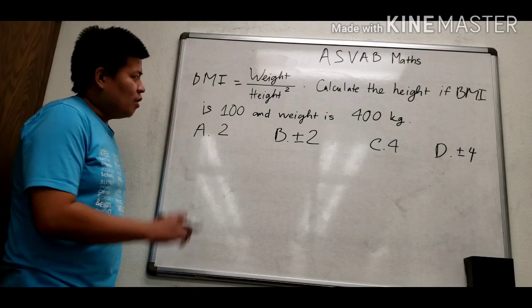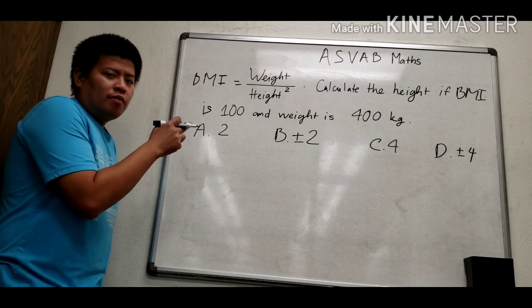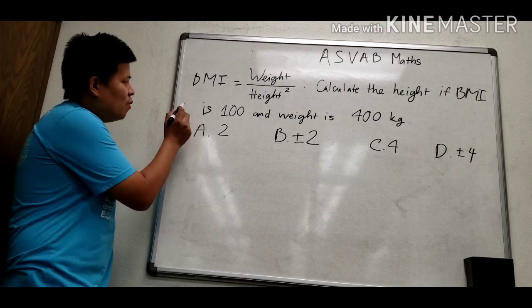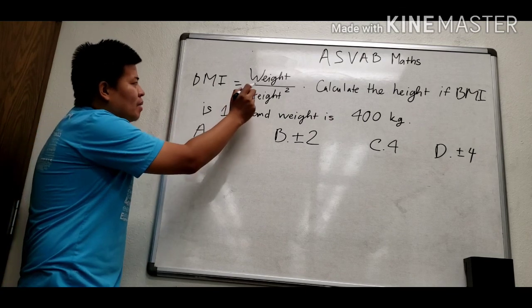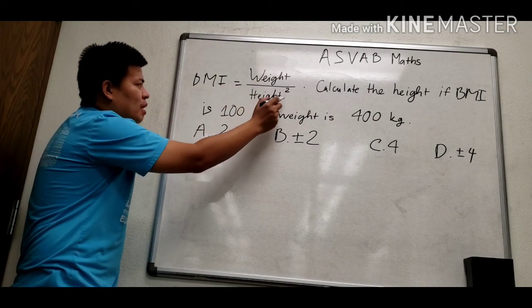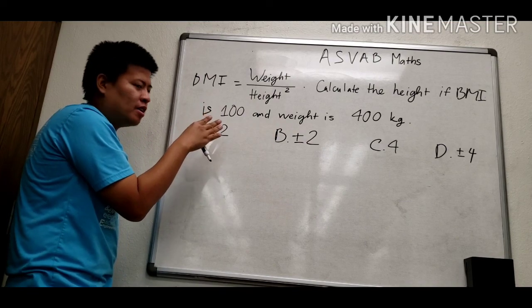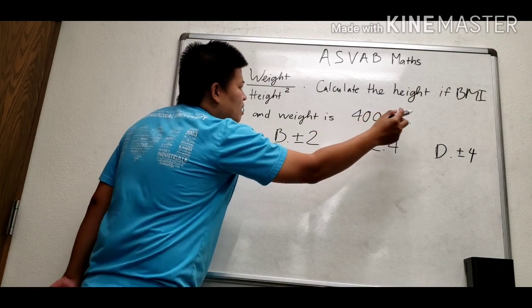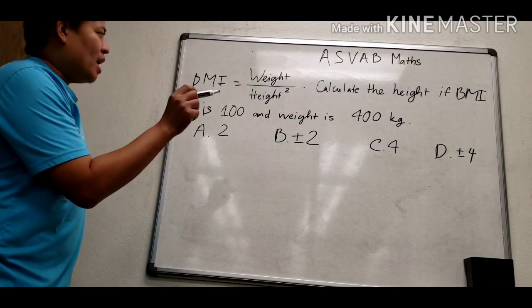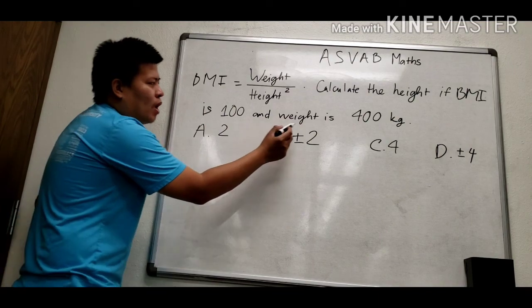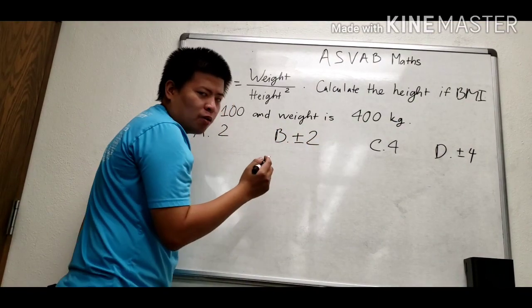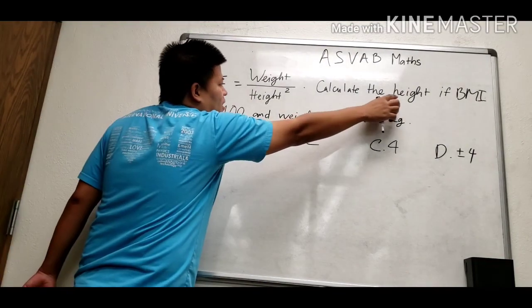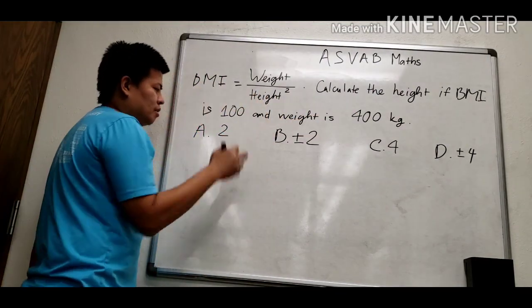Hello everybody. So I will use this real example in the ASVAB practice. So we have BMI. That's about the weight divided by height power 2. This formula they will provide in the test. They ask to calculate the height if BMI is 100 and the weight is 400 kilograms. So we have the formula in here, but they calculate the height, that is this one.